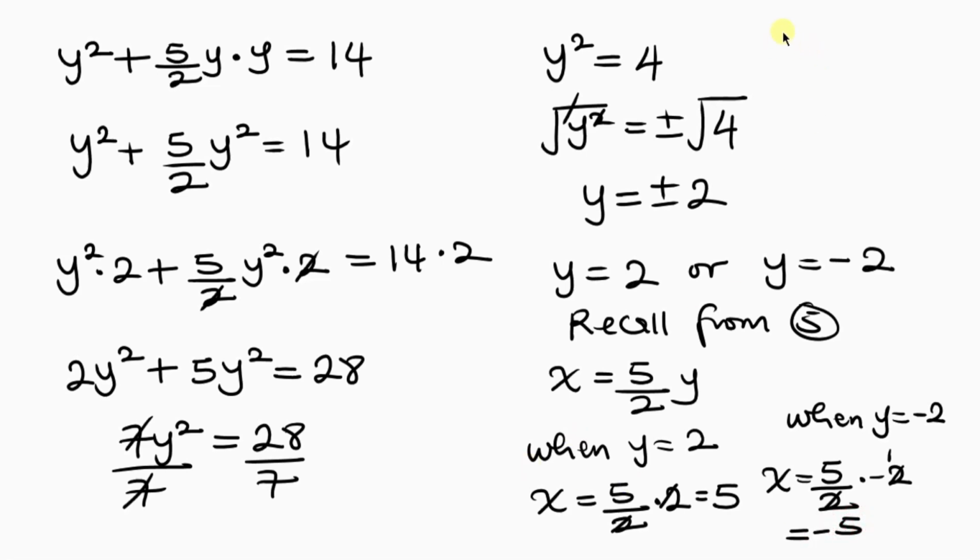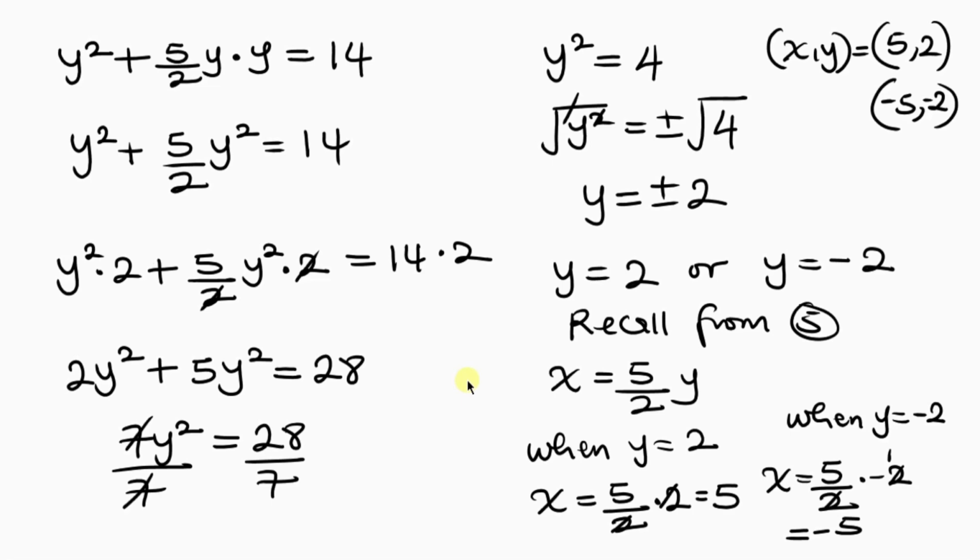So the values of x and y which we've got are, when x is 5, y is 2, and when x is -5, y is -2. Well, the positions of x and y can be swapped since the original equation is symmetric.